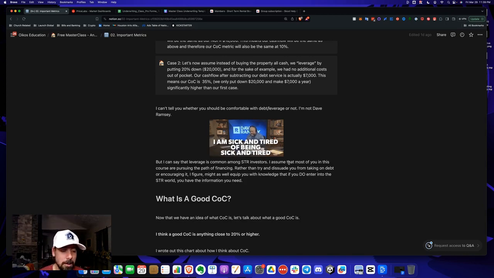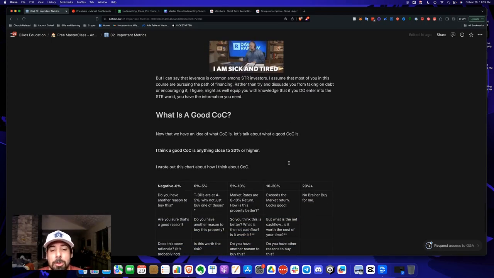Okay. So in this next section, we're going to be focusing on what is a good cash on cash. As I mentioned, we need to understand what cash on cash is and how we get there. But now that we understand it, I think we need to talk about what a good cash on cash is. And I think a good cash on cash is anything close to 20% or higher.